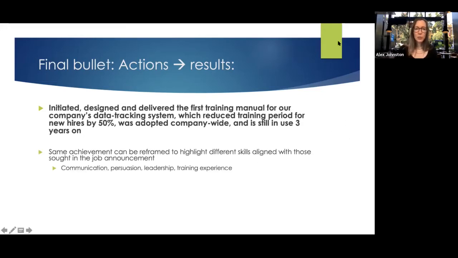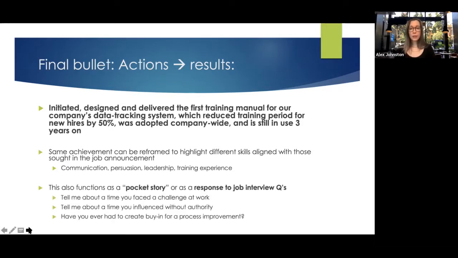Now you can see in this bullet point that the same achievement can be reframed to highlight different skills that we want to be aligned with the skills sought in the job announcement. So this bullet can be used to show your communication skills, because you had to present this to management. You had to use persuasive communication to get them to allow you to write this and present it to trainees. That shows your persuasion, it shows leadership. It also shows your experience training, which is a sought after experience.